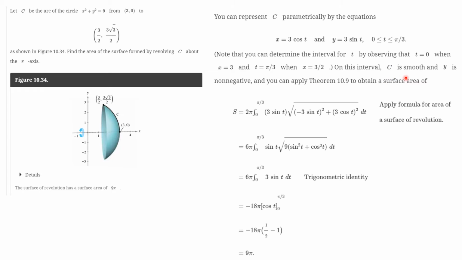Now, on this interval, C is smooth, y is non-negative, and so you can apply the theorem that we just talked about to obtain a surface area. And so this S is going to be the integral of 2 pi. This is the integral from 0 to pi over 3, and then you use y, so there's 3 sine t, and this is your surface area differential.